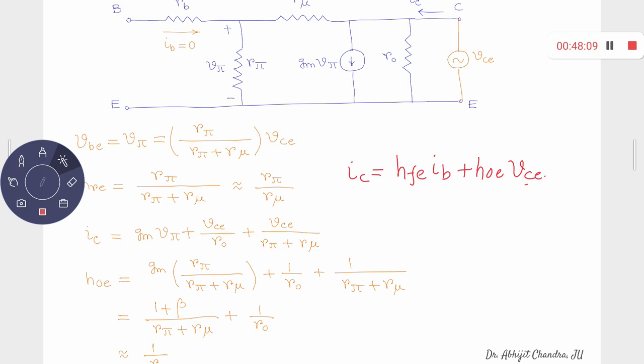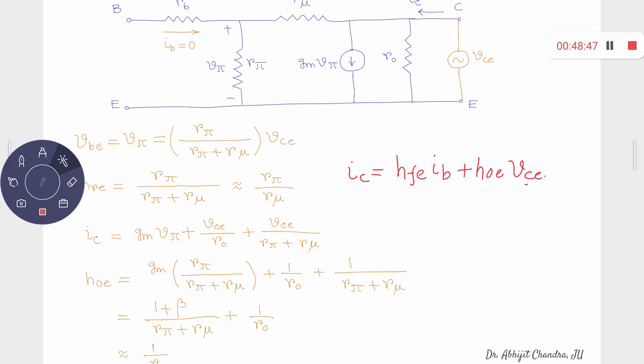So in your exam, if you are asked to find the exact relation between the H parameter model and the parameters of the pi model, then you have to do this calculation. For approximate calculation, we know that hie is equal to R pi, hoe is equal to 1 upon R naught, gm is equal to hfe, and hre is equal to 0. But if you are interested in the exact relation, then you have to do this calculation. Typically, we will use the simplistic pi model for our subsequent calculations.